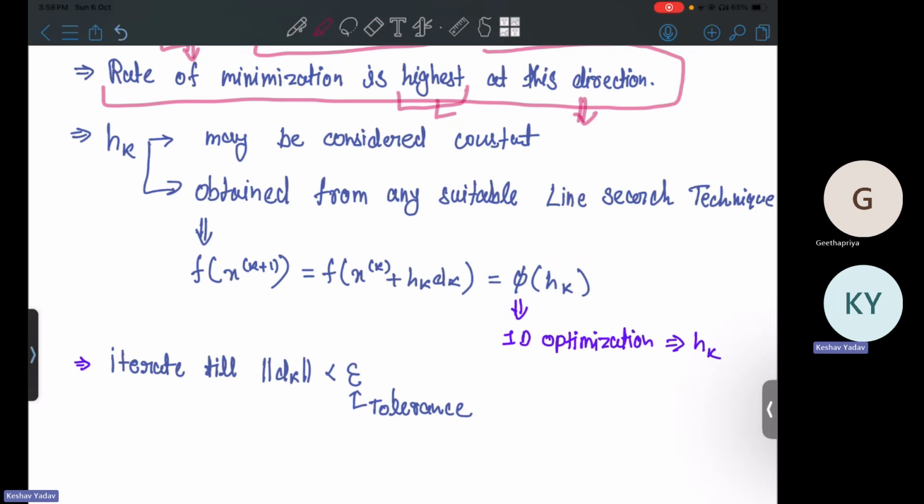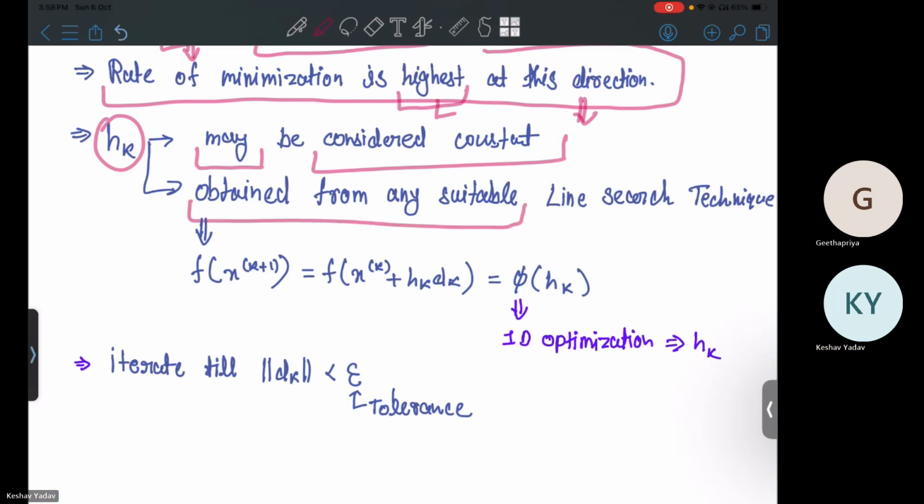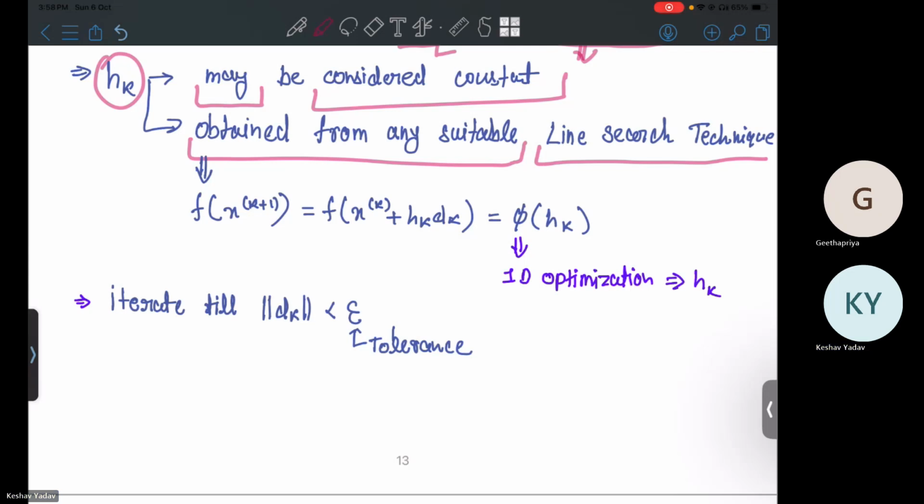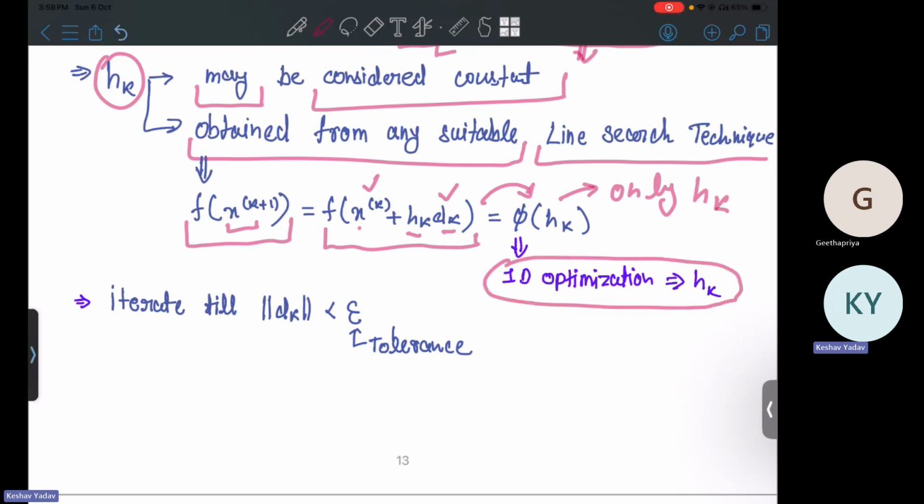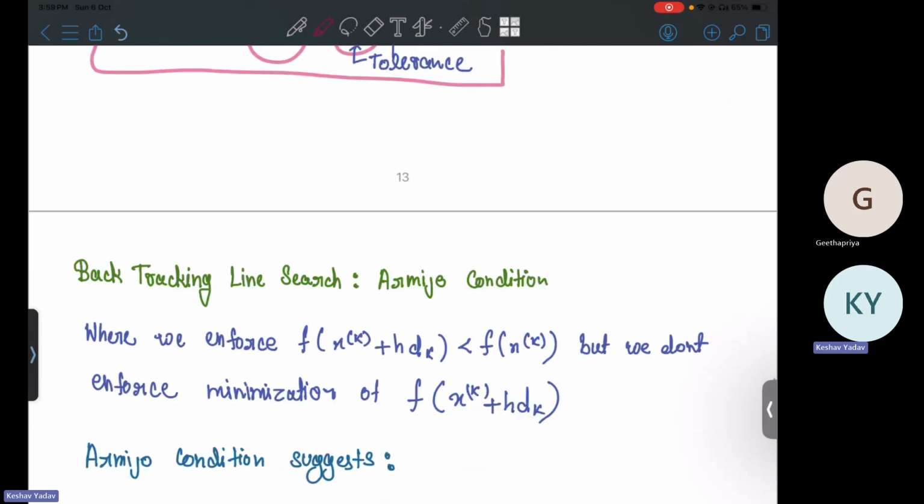Okay. Now hk is what? The step size. So step size we can take constant, or we can obtain a suitable hk using the line search method. Means what I will do, I will find out f at k plus 1th iteration, that will be equal to f at xk plus hk dk. I know the dk, I know the xk. So this will lead to a function phi, which will be a function of only hk. So now I can use a 1D optimization technique to minimize this phi to find hk. And this method I will do till the norm of dk is very small. Okay. So this is a multivariable unconstrained optimization problem.